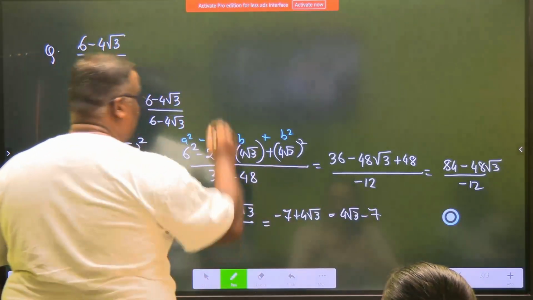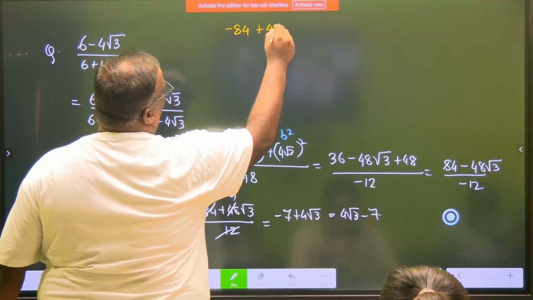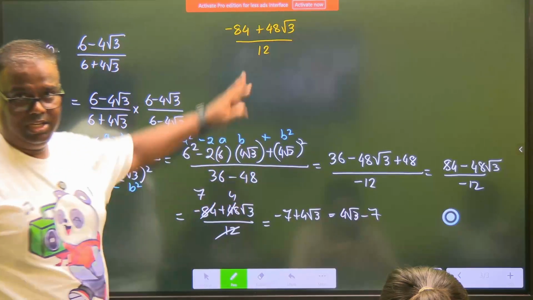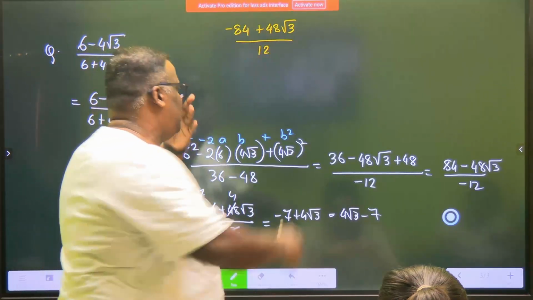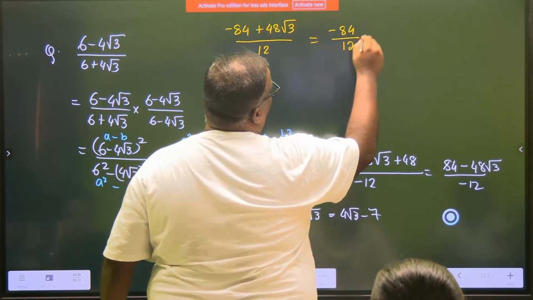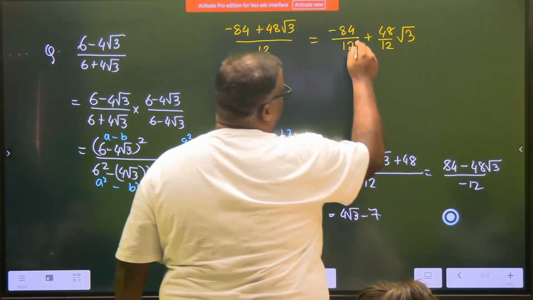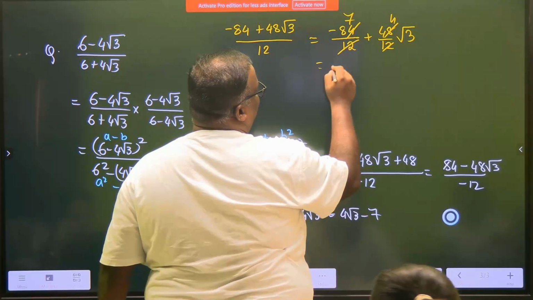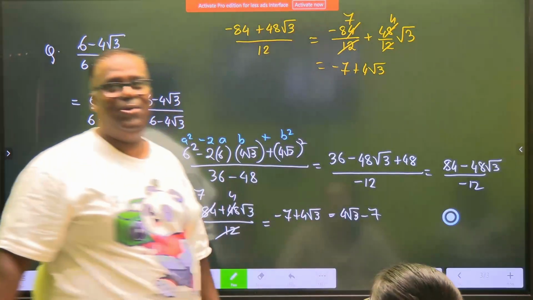See, my number is negative 84 plus 48 root 3 upon 12. Advait, right from here you are not understanding, correct? This is like paternal property, it will be divided between brother and sister. This is negative 84 by 12 plus 48 by 12 root 3. Baby steps: 12 7s are 84, 12 4s are 48, negative 7 plus 4 root 3. Children, do you understand now?